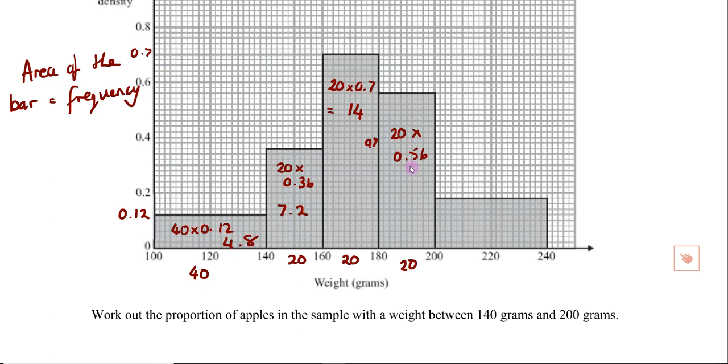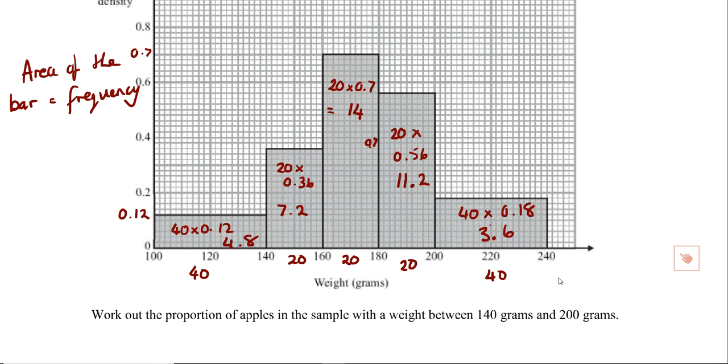And this one, finally, we've got 40, so 40 times, what is it? 0.18. Okay. Which is 3.6.